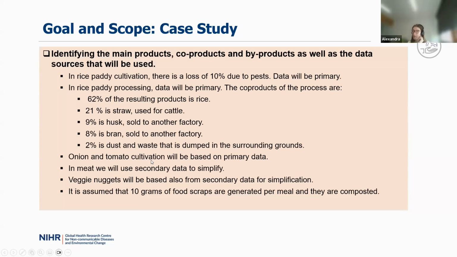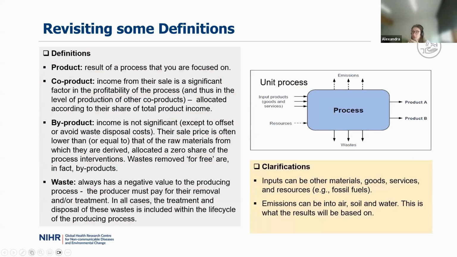Also here, onion and tomato cultivation will be based on secondary data, as well as meat. All of this will be secondary data, except for rice, which will be from data collection examples that I will provide. And also, if we are going to include waste, we could assume that 10 grams of food becomes scraps. What we don't know is what happens to it, if it's maybe composted or if it's thrown away. We don't know this information yet.